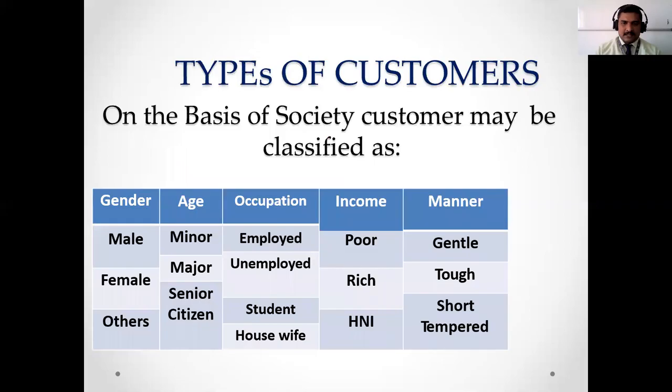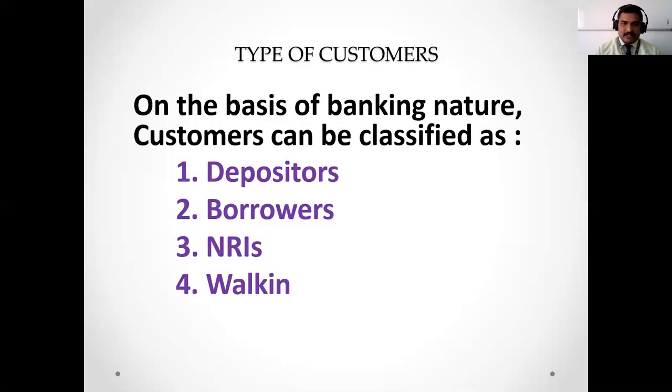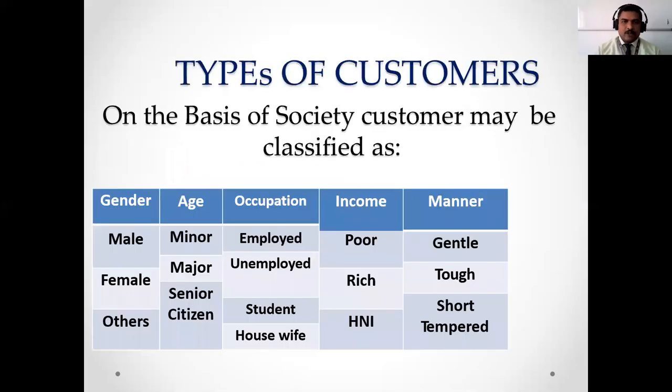Next, types of customers on the basis of society. First we discussed customers on the basis of banking nature, what kind of services they avail, and based on that we categorized them. Now, based on society, the demographic divide of the customers. Based on gender, there are male customers, female customers, and other categories. And based on age, minor account, major account, and senior citizen account.